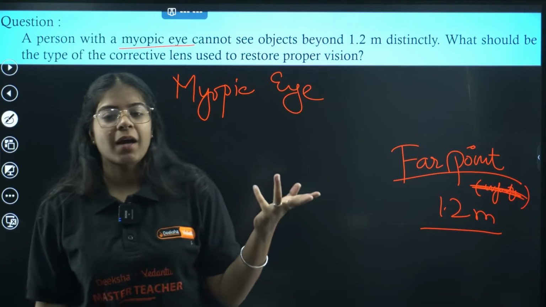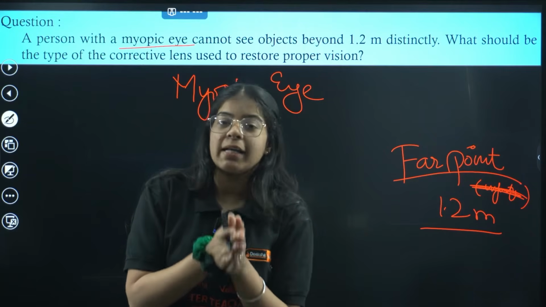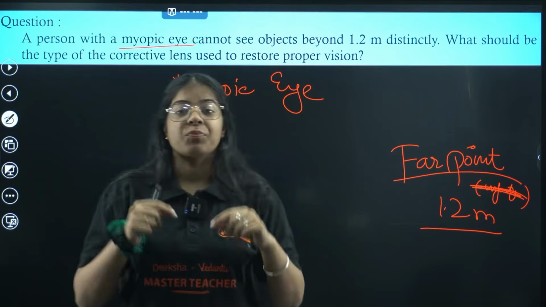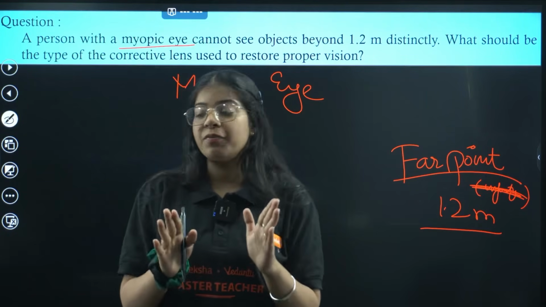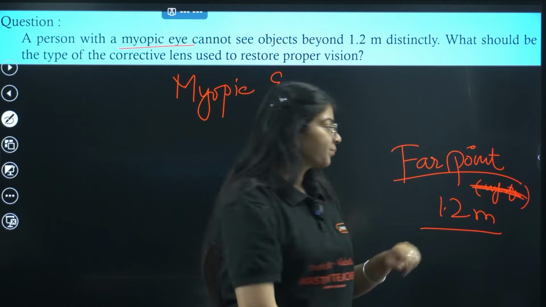Ma'am, for myopia, you tell me, which kind of lens is used to correct a myopic eye? Comment down right now, I'll see the timestamp. Comment down right now which kind of lens we use to correct the myopic eye. Okay, moving on.